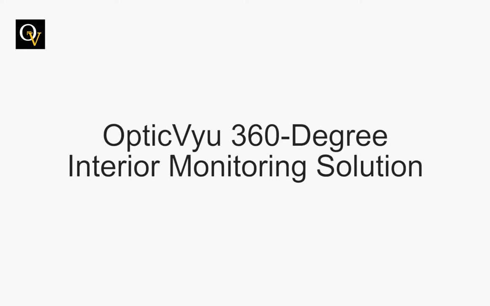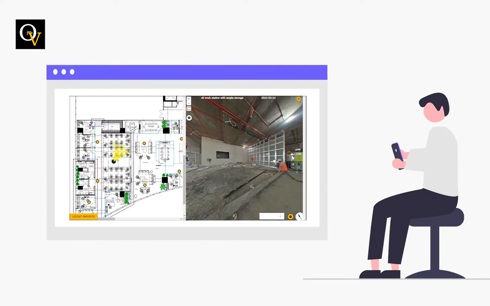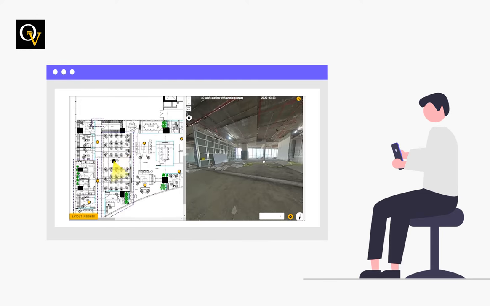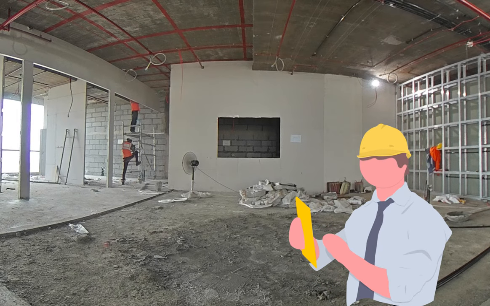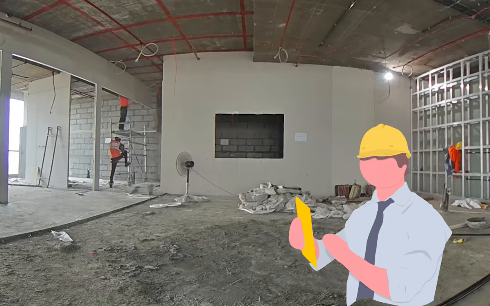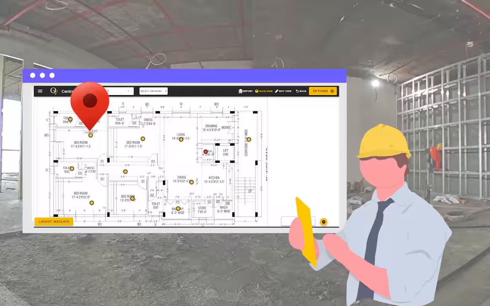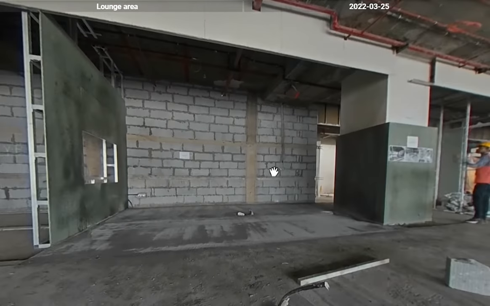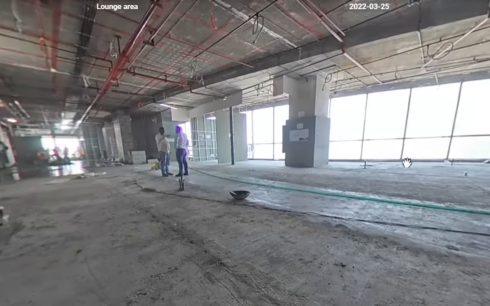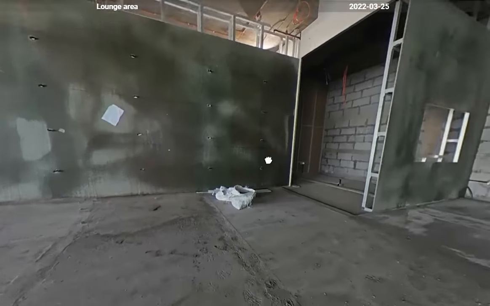OpticVyu has a solution for John's interior monitoring work problems. OpticVyu introduces John with an acute interior monitoring system. With this monitoring system, he can easily capture 360-degree images and upload them to the OpticVyu cloud system with locations marked on the drawings. These 360-degree images allow a larger view of the complete site from a realistic perspective.